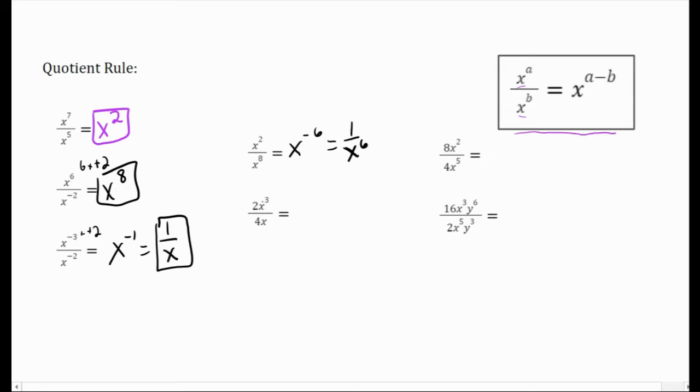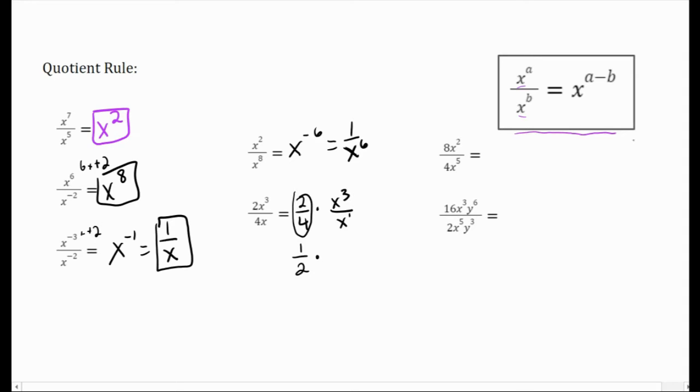Now this one, here's where it gets tricky since we have two pieces here. I'm actually going to separate this multiplication into two different pieces, where I say 2 over 4 times x to the power of 3 over x. Now I can simplify these one at a time. I know 2 over 4 simplifies to 1/2, and x to the power of 3 over x is like saying x to the power of 1 on the bottom there.